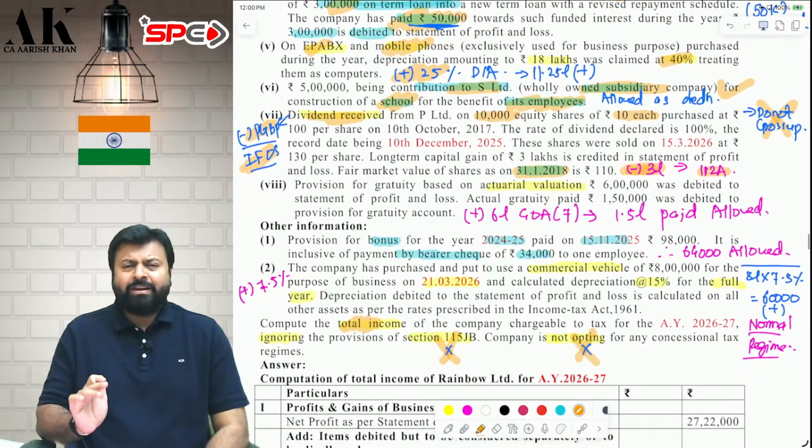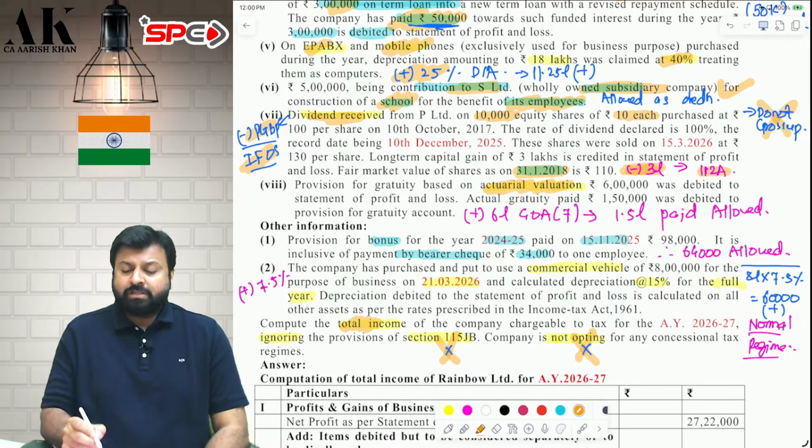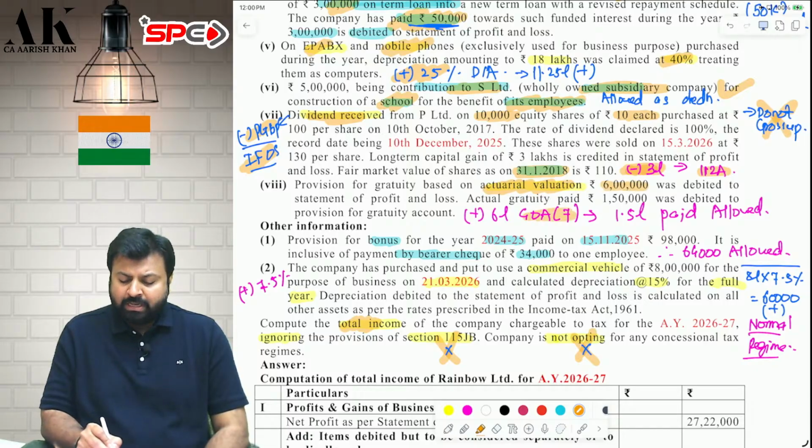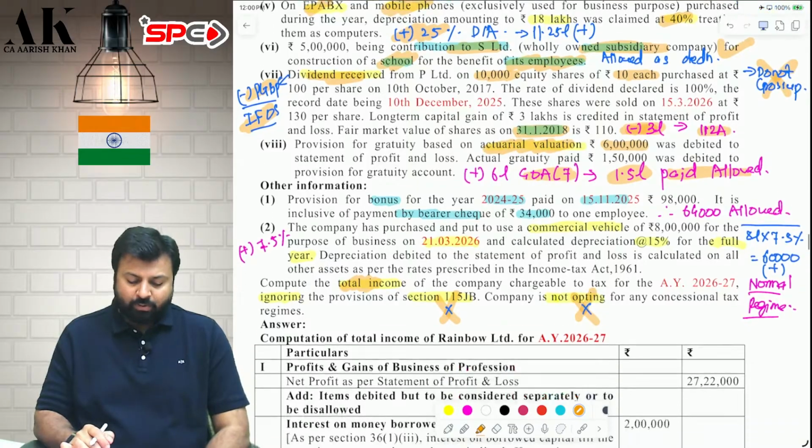Next one, very simple adjustment. There is a provision for gratuity as per actuary. So the provision for gratuity as per actuary of 6 lakh rupees will be disallowed under 47, and whatever you have actually paid will be allowed. So actual paid will be allowed and actuary provision will be disallowed over here.